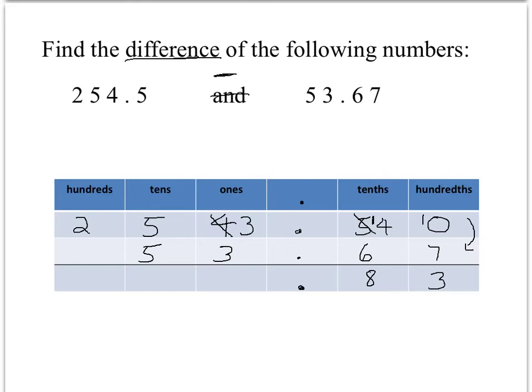And we proceed. 3 ones minus 3 ones is 0 ones. And 5 minus 5 is 0 tens. And then 2 minus, well, hold up, now there's nothing there. But remember, I can put a 0 there, because there are no hundreds, and 2 minus 0 is 2. So our final answer is 200.83.